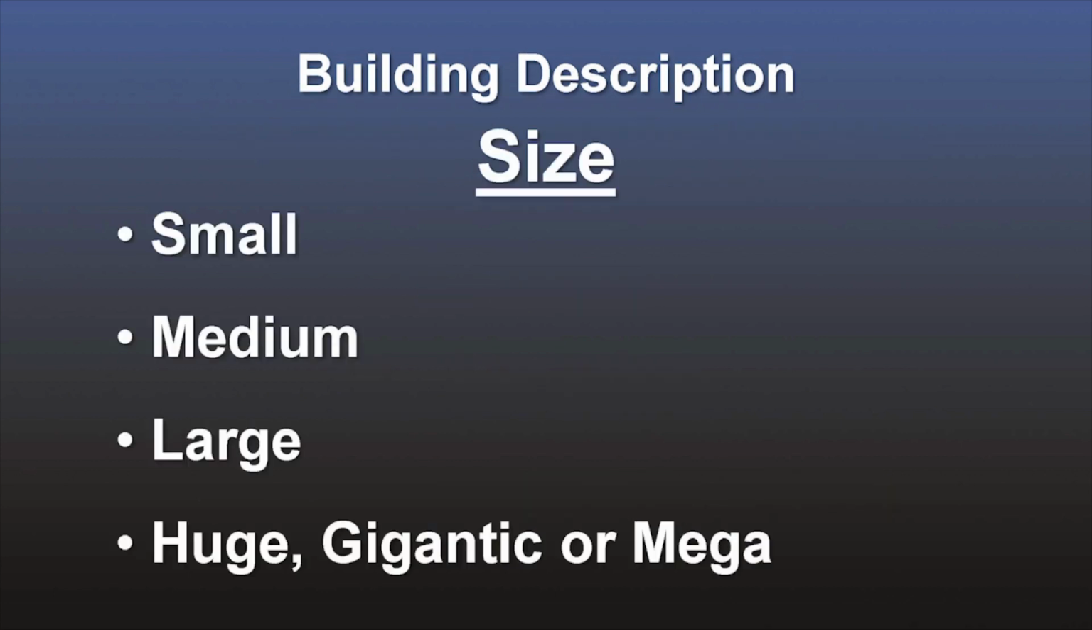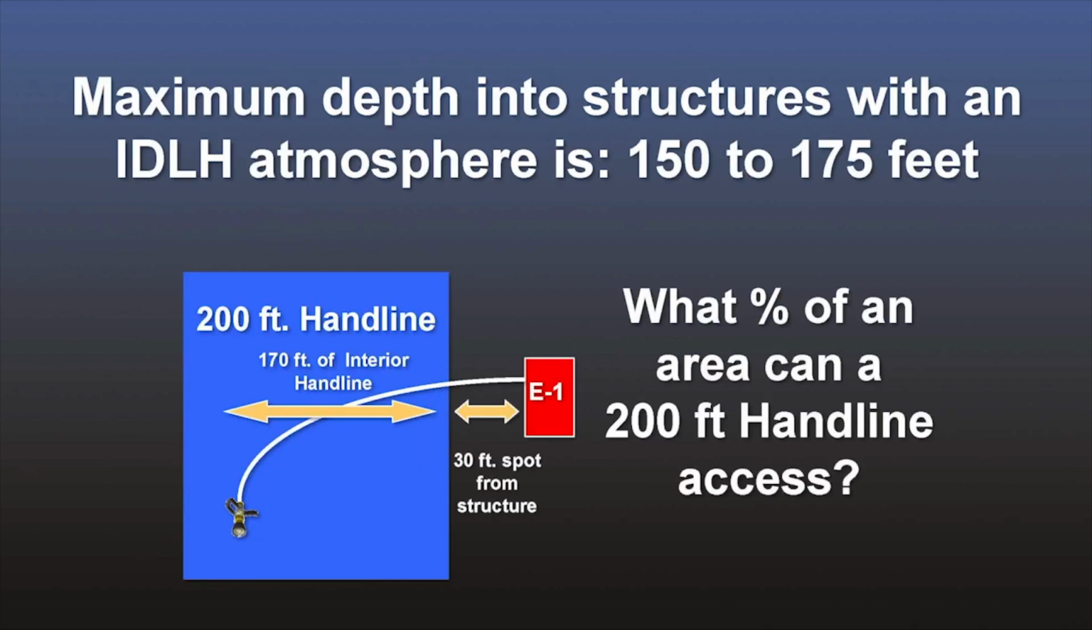Size of structure. The size of a structure should be defined by a standard unit of measure and not the occupancy type. The standard unit of measure in Blue Card program is the 200-foot cross lay. We will look at these in terms of small, medium, large, or mega. Again, these are not absolutes, they are merely a frame of reference. The maximum depth into the structure with an IDLH atmosphere is usually around 150 to 175 feet. Now that is 100% dependent on the offset between the initial apparatus and the structure for which you're making entry into.